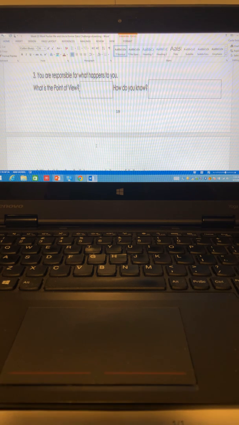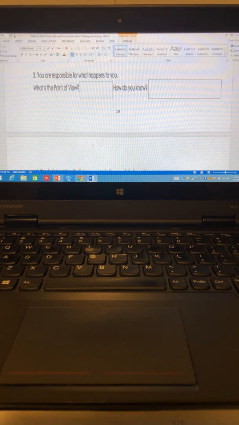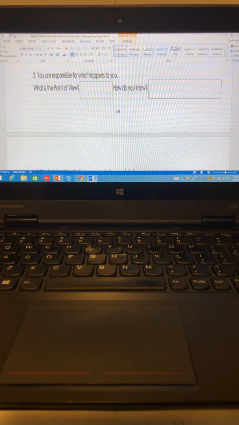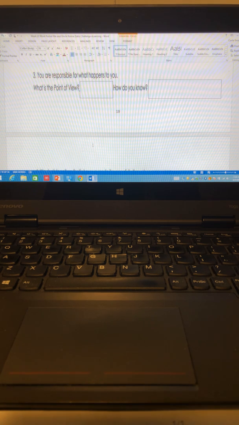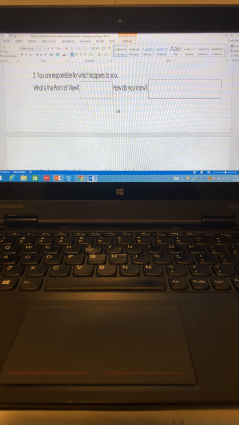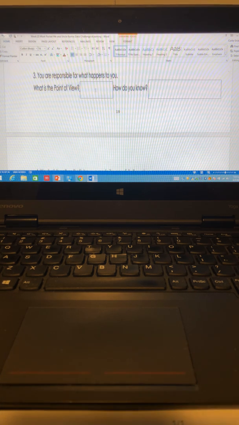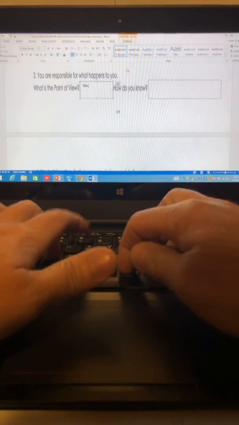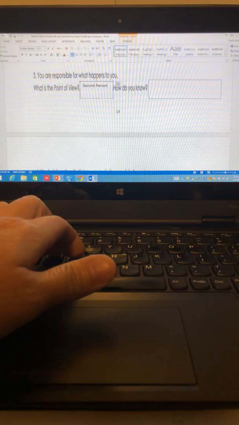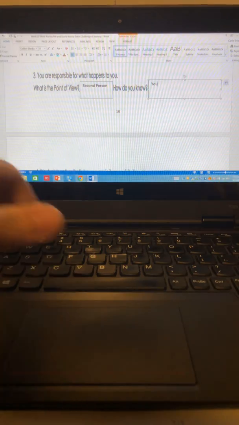Let's look at number 3. You are responsible for what happens to you. I know what you're thinking. This isn't first person because there's not I, we, or us, or mine in there anywhere. It's not third person because there's not him, her, she, they, them, it. You're absolutely correct. It's not first or third. Number 3 is actually second person because they use the word you.